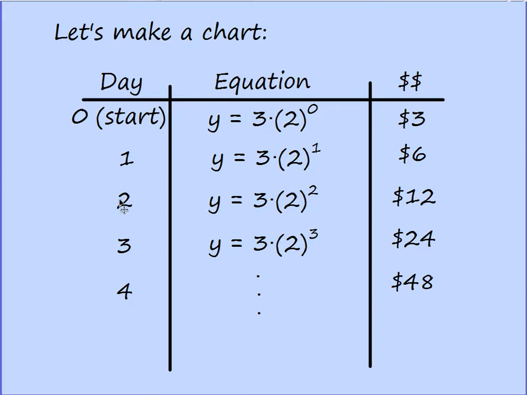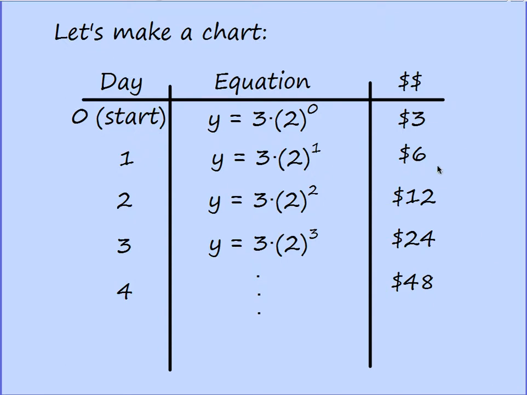If I substitute 2 in for x, on day 2, or 2 days after we started, 2 to the second power is 4, times 3 equals 12. On day 3, 2 to the third power is 8, multiplied by 3 is 24, and of course that pattern's going to continue. So the day number, 0, 1, 2, 3, 4, paired with the amount of money we have that day, represents the points on our graph. So we have the points (0, 3), (1, 6), (2, 12), (3, 24), and so on.